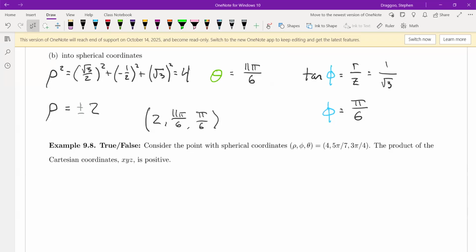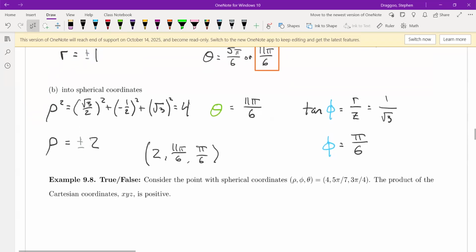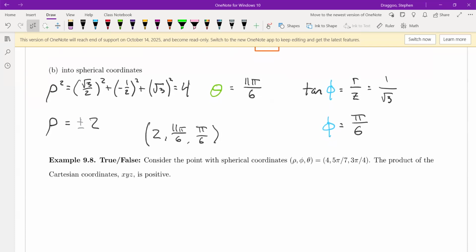And it looks like we're listing this point out as rho phi theta. But I know our textbook has it as rho theta phi. Be a touch careful with how the spherical coordinates get listed out. Sometimes they don't agree with each other. So just, yeah, heads up on that.